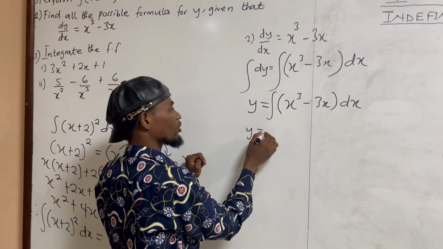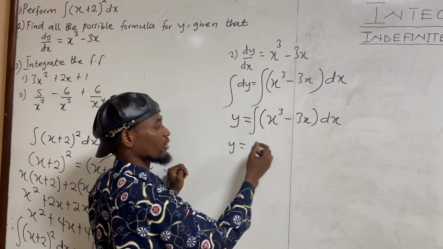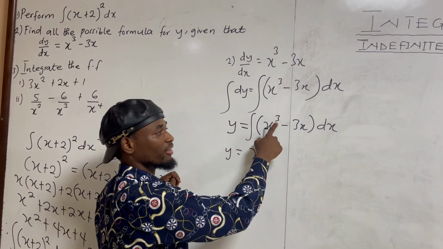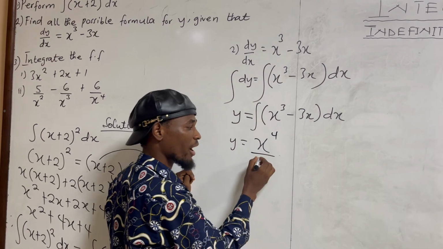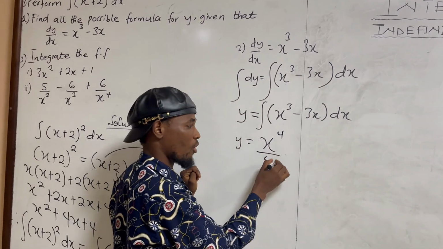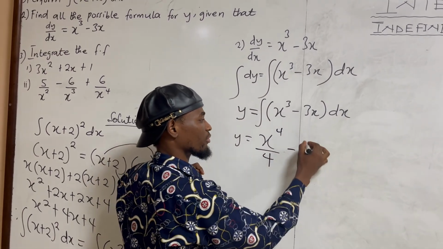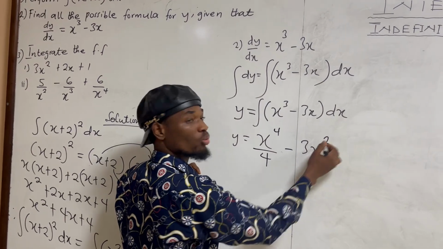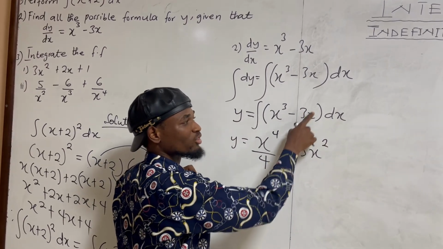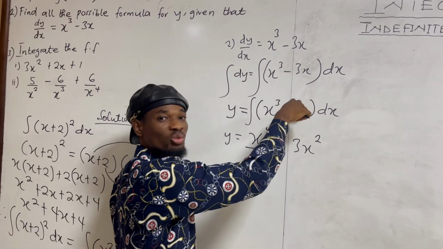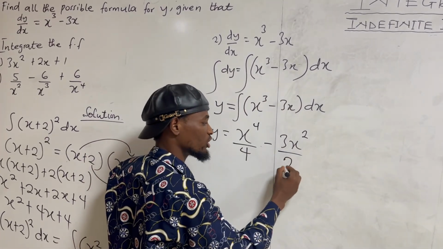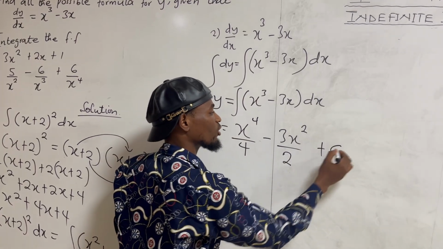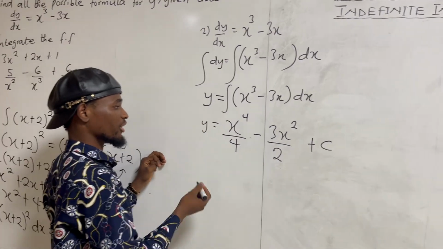So y is equal to, when you integrate this, you have x to the power 3; you add 1 to 3, you have 4. Then all over the new exponent, which is 4, then minus 3x to the power 2 by 2. This is the same as 3x to the power 1, so you add 1 to the 1, you have 2, then divided by the new exponent, which is 2. Then plus the constant of integration.